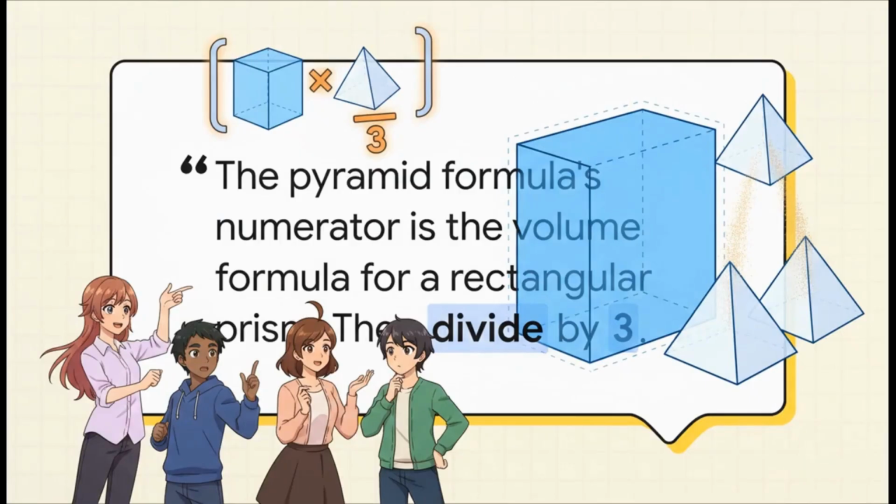That's right. It's kind of amazing, but the volume of a pyramid is exactly 1/3 the volume of a prism that has the same base and the same height. You could even prove this to yourself. Imagine filling a pyramid with water and pouring it into a prism with the same dimensions. You'd have to do it exactly 3 times to fill the prism up.